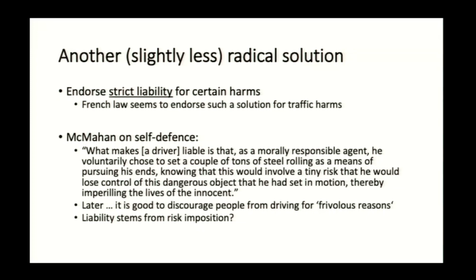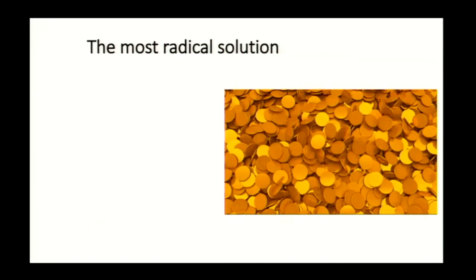So you might think that, well, maybe in that case this is a sort of rationale for strict liability. It just stems from the bare fact that you're imposing risks, albeit small risks, on your fellow human. And again, that's quite a radical solution, so I'm not sure I quite buy that, but I just want to map out the possible solutions.